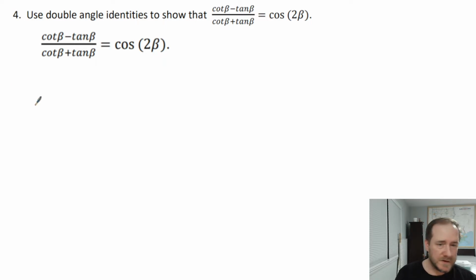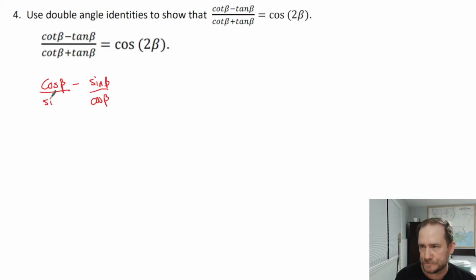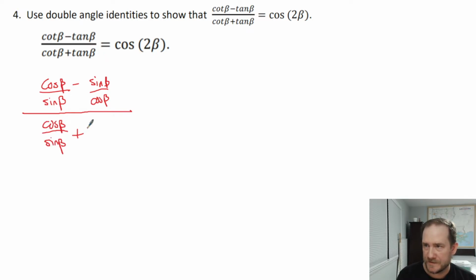And again, I don't know if this is going to work for sure. But I would break this down. Let's just do the whole sines, cosines thing. So this will be cosine beta over sine beta, minus sine beta over cosine beta. This is going to take up a lot of room, but oh well. Cotan is going to be cosine beta over sine beta, plus sine beta over cosine beta. Alright, is this going where I want it to go?